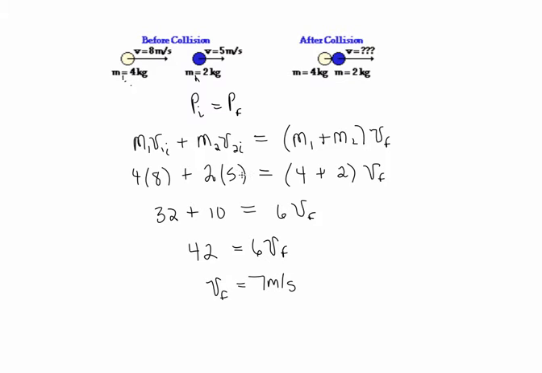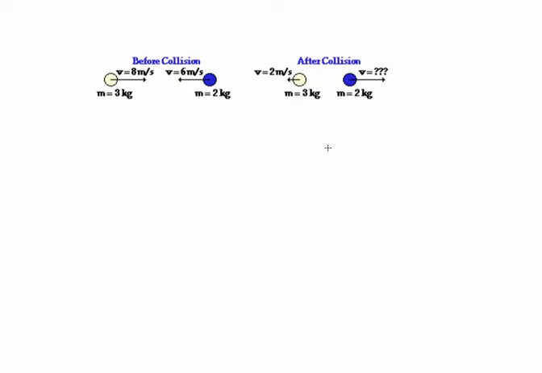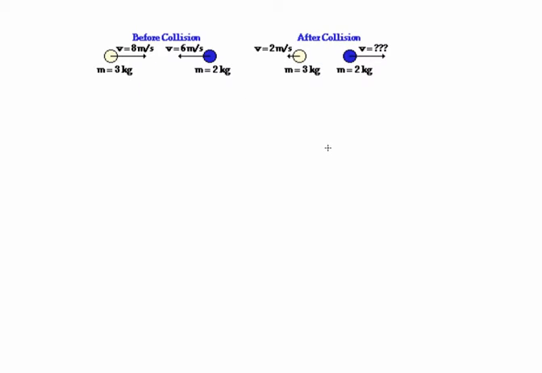So this guy is going to take off to the right at 7 meters per second. So you can see how the 2 kilogram object sped up a little bit, but the 4 kilogram object slowed down. The momentum had to be conserved. And now we're going to look at our final problem. First things first, what kind of collision is this? Is this an elastic or an inelastic? They're not sticking together, which makes it an elastic collision. Momentum is going to be conserved, so my initial momentum is going to equal my final momentum.